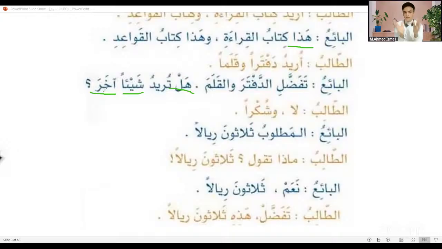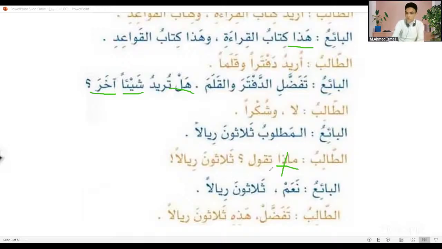So 30 ريالا, just imagine it's pound, or maybe ريال. المطلوب 30 ريالا. الطالب سيد ماذا تقول? What do you say? ماذا تقول? So here we have the question word ماذا. After it what? After it فعل. Why do we have فعل after it? Because it's ماذا, and if it were ما alone, it would not be فعل after it. So ماذا تقول? What do you say?